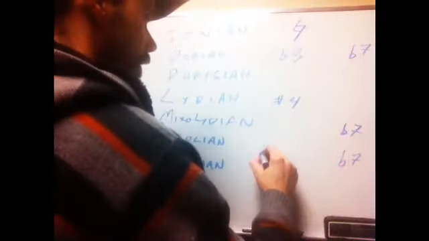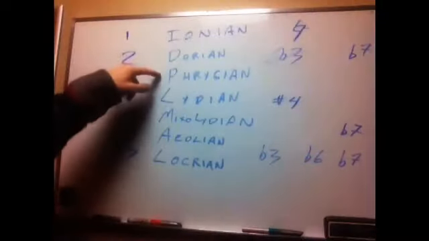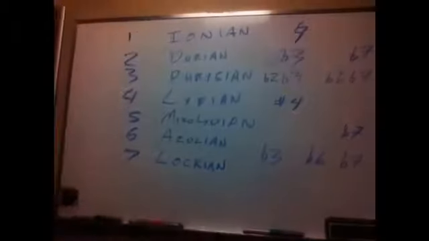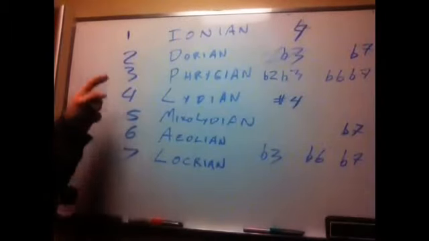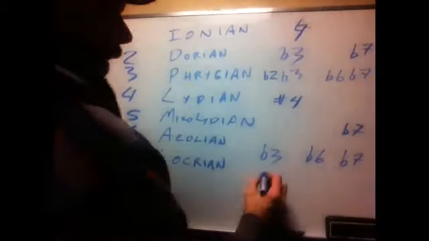Next is Aeolian, which has a flat 7 and a flat third and a flat 6. Next is Phrygian, which has a flat 7, a flat third, a flat 6th, and a flat 2. Next is Locrian, which is the darkest, which has flat 7, flat 3, flat 6, flat 2, and flat 5.